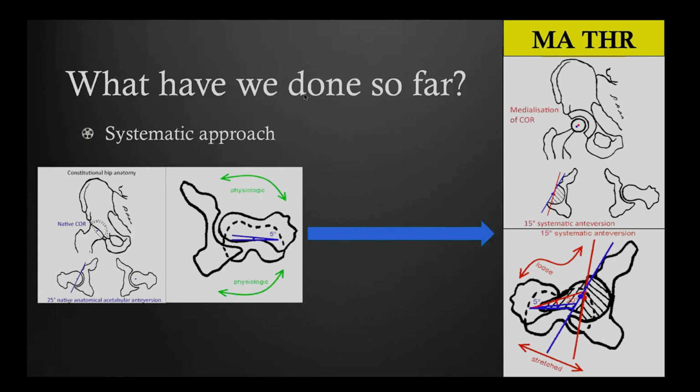The center of rotation of the hip is medialized. The cup is systematically oriented relative to the anterior pelvic plane with a 40-degree inclination and a 15-degree anteversion. The femoral stem anteversion is always between 10 and 15 degrees anteverted relative to the posterior condylar line.